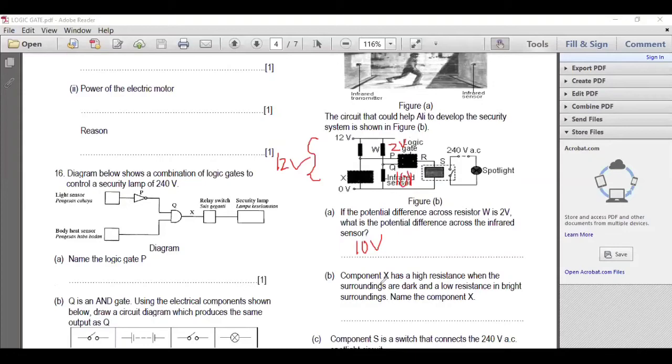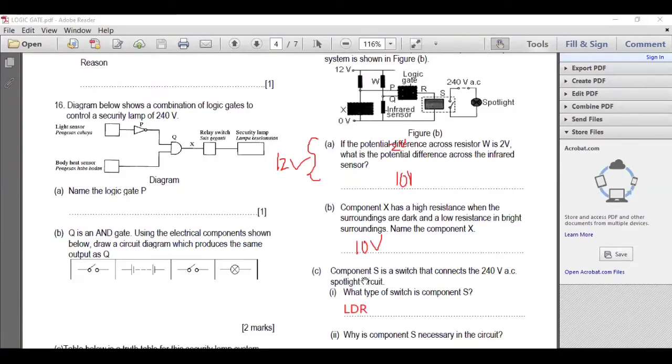Now component X has a high resistance when dark, low resistance when bright. So this is an LDR, light dependent resistor. Component S is a switch that connects the 240 volt AC spotlight. So what type of switch? This is a relay switch.